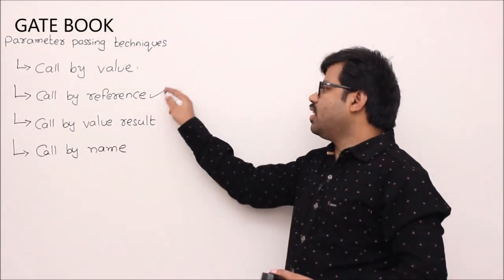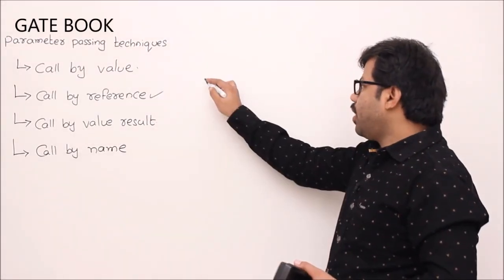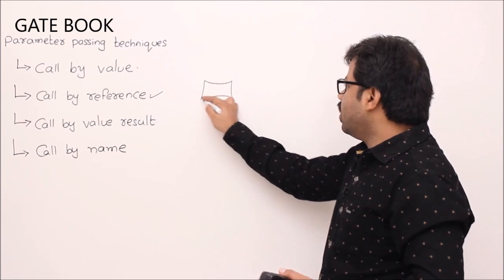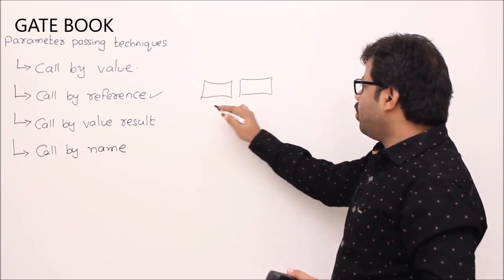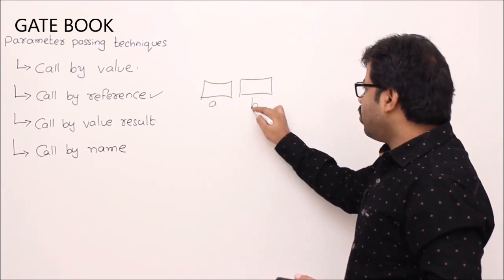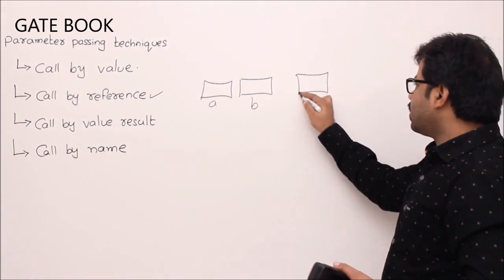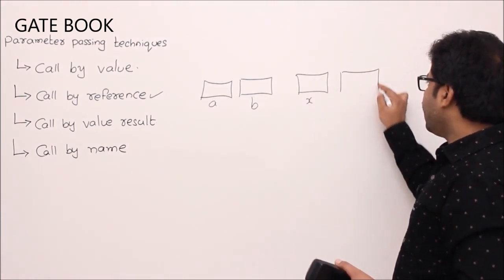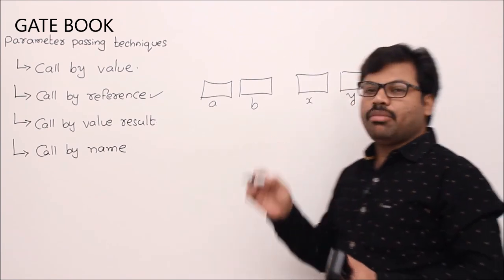Let's see the call by reference technique. So this is the second parameter passing technique. Again, let me assume two actual parameters and two formal parameters. Let's say the actual parameters are a comma b, and the formal parameters are x comma y. Now I am explaining the working principle of call by reference.